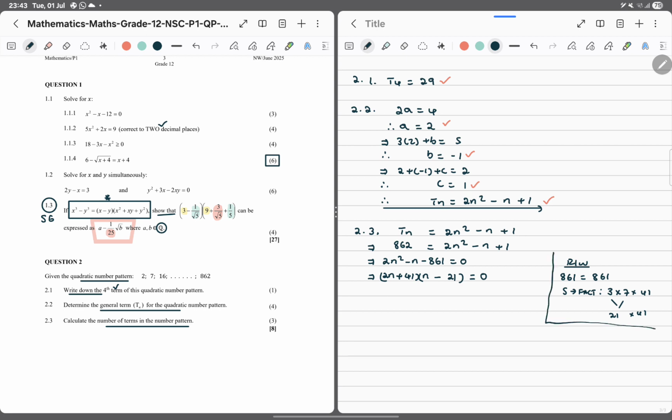Again, you don't show this, guys. This is rough work. You don't do it, but you can write it in the same page provided you indicate this is RW, which is rough work. So this therefore concludes that n cannot be equal to minus 41 over 2. It has to be a whole number. Why? Because n is an element of natural numbers.